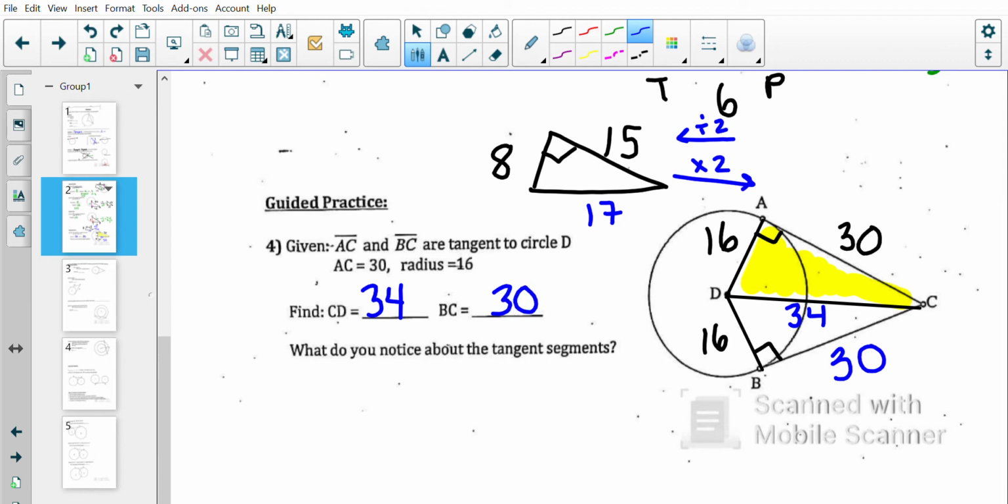What do we notice about the tangent segments? They are congruent. And that is definitely not a coincidence. So let's turn the page.